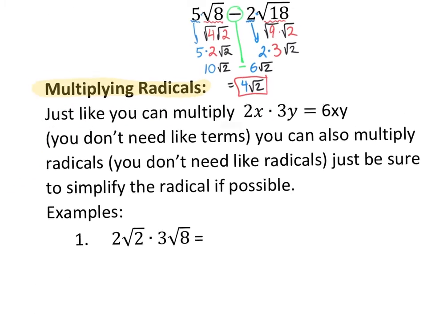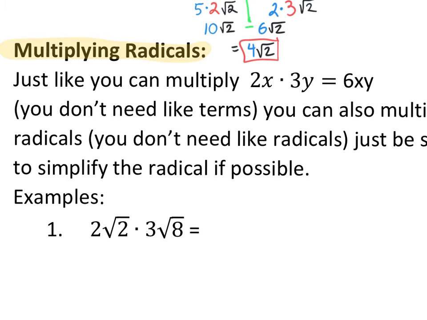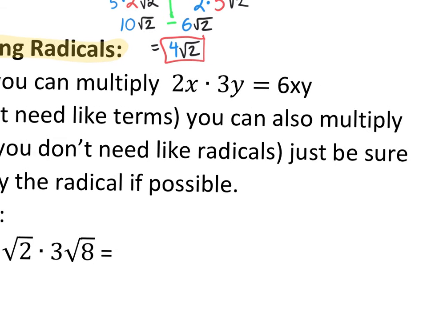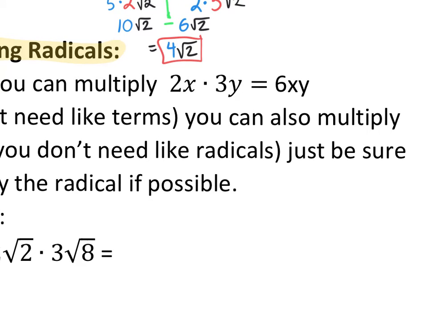Let's jump to multiplying radicals. Multiplying radicals, I think, is easy, but then again, I'm the math teacher. So how do we multiply variable expressions? Well, you don't need like terms when you're multiplying. You could just say, well, 2x times 3y, 2 times 3 is 6, and just put the x and the y together, right? Same concept here.